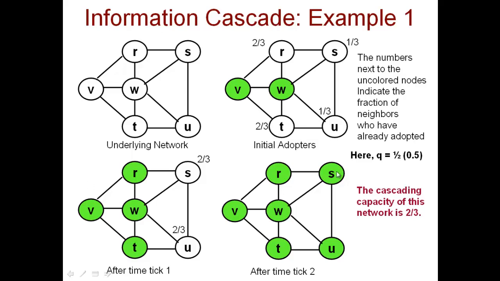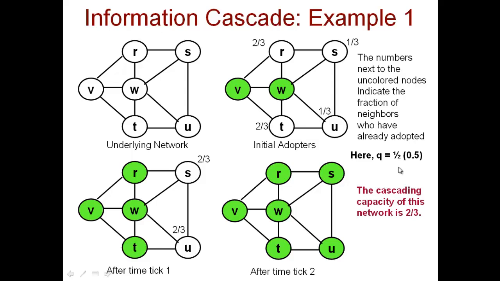Now, if you look at it, can Q be only 1/2? No, Q can take a lot more values if possible. So, for example, Q could be 2/3. If Q is 2/3, again R and T will adopt and turn green in the first iteration. So, as long as the fraction of neighbors is greater than or equal to this Q, nodes will start adopting a decision. Okay, so Q could be two-thirds, right?